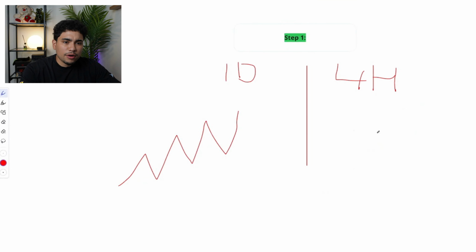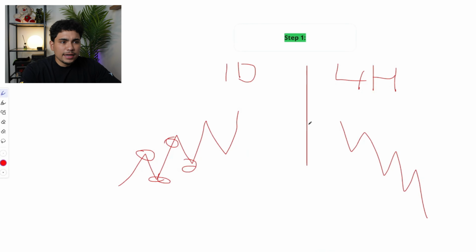Now, if the 4-hour is doing the opposite of the daily, so in this case, the daily is creating higher highs and higher lows, then if the 4-hour is doing the opposite, there's going to be no clear daily bias, making it so that this pair does not get traded that day up until we get a new higher low that gets created in the 4-hour, and so on and so forth.